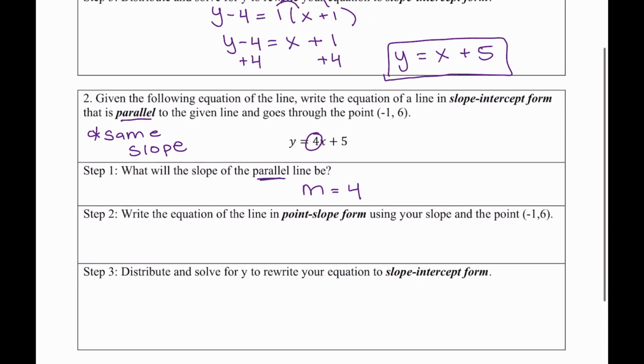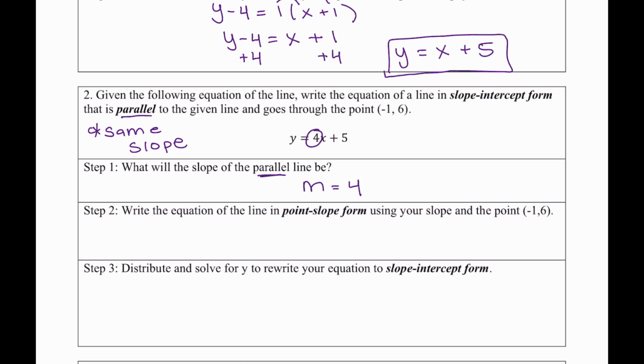Step 2 says write the equation of the line in point-slope form using the slope that we just found, so 4, and the point -1, 6. I'm going to label this point x1 and y1 and plug it into my point-slope form. So I will have y minus 6 equals my slope, which is 4, times x minus -1. And 2 minuses, once again, will turn into a big plus.